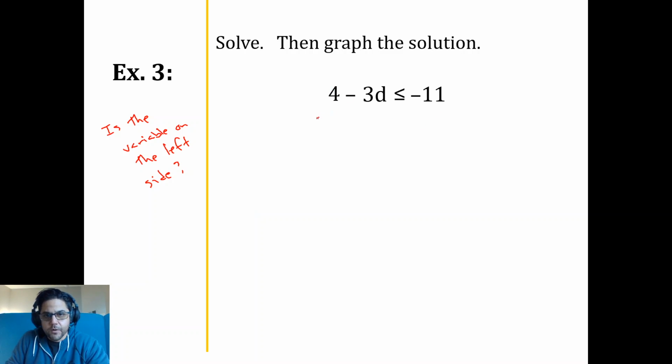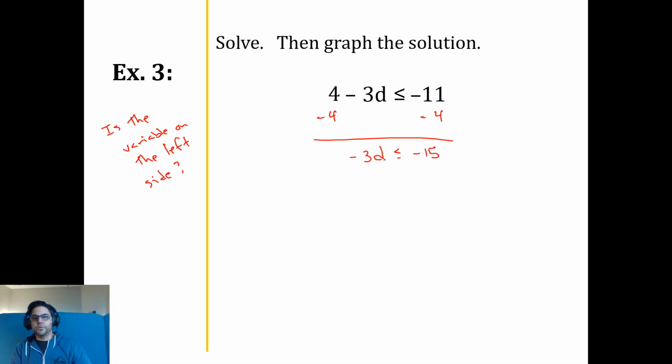All right, let's subtract 4. Be careful here. Negative 3 d is less than or equal to negative 15. Right, on this one here, I'm going to divide. What am I going to divide by? I'm going to divide by negative 3. Since I am dividing by a negative, meaning at the denominator, we see a negative sign. That tells me that I need to reverse my inequality sign.